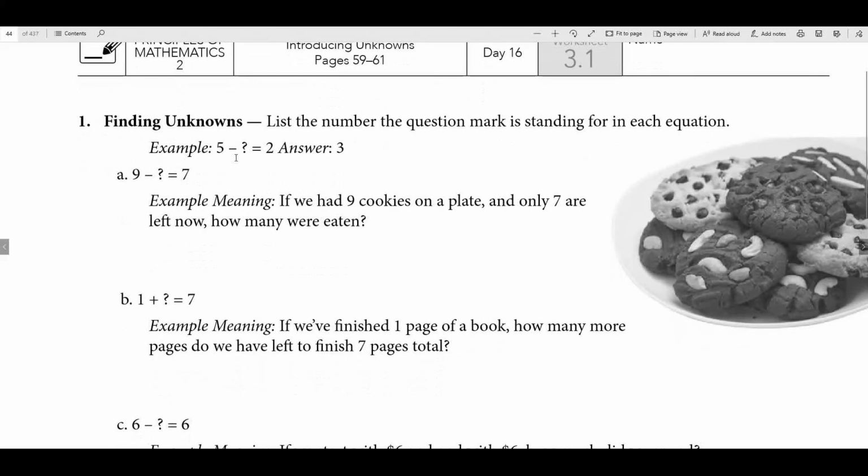Example: 5 minus question mark equals 2. The answer is 3. So right here, 9 minus question mark equals 7. Here's an example meaning. We had 9 cookies on a plate and only 7 are left now. How many were eaten? Well, the answer is 2. So the unknown stands for how many were eaten, which was 2. So your answer is 2.